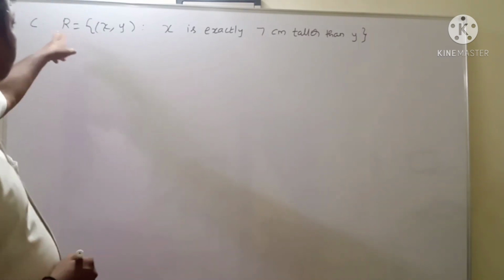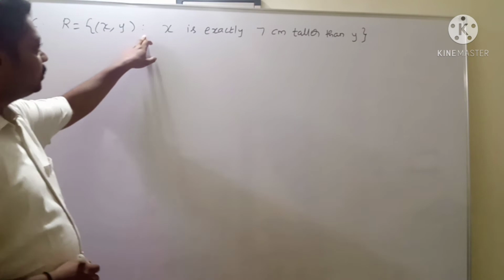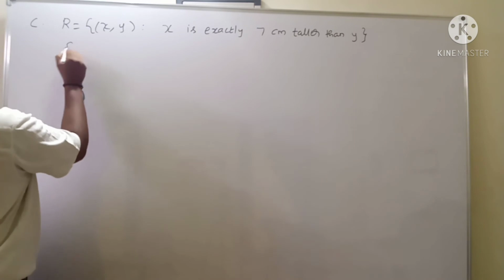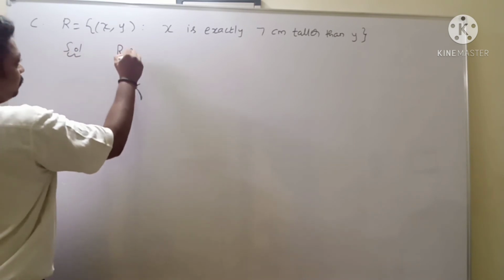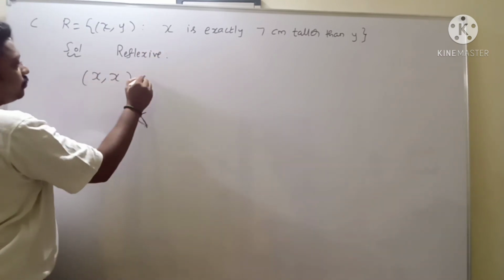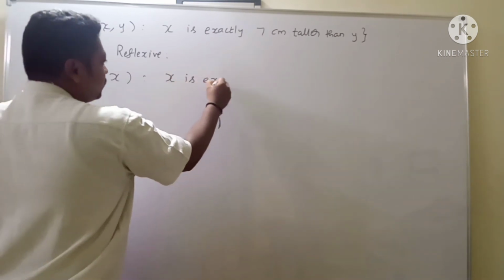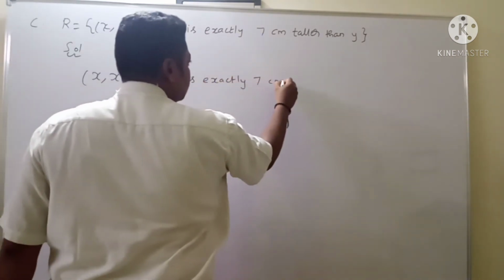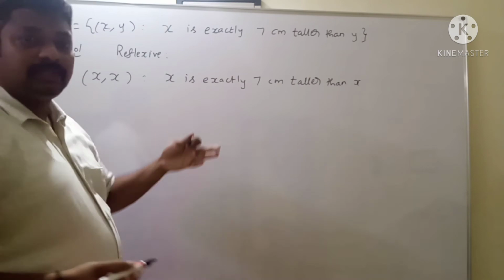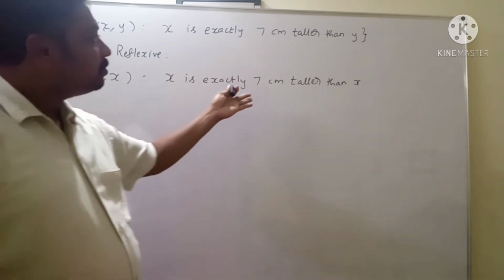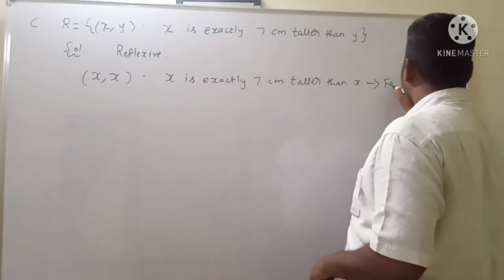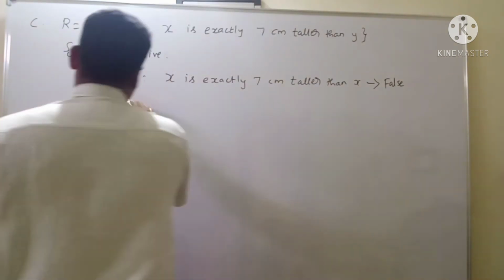Coming to subpart C: R equals x comma y such that x is exactly 7 cm taller than y. So we will check for the reflexive. If you write x comma x, what is the meaning? x is exactly 7 cm taller than x. x denotes the same person. One person cannot be taller than himself. So this is false. So this is not reflexive.